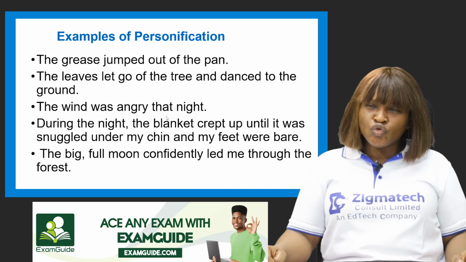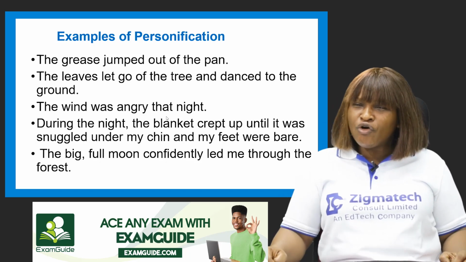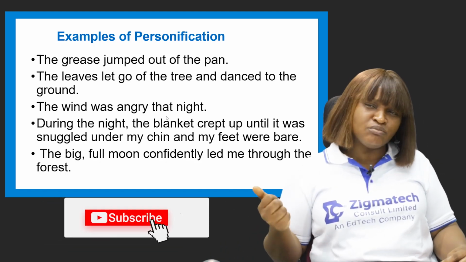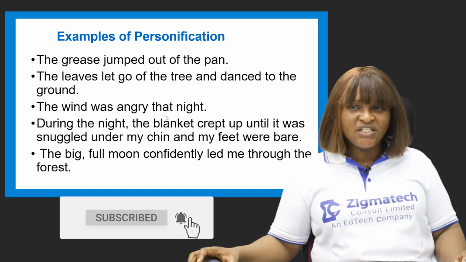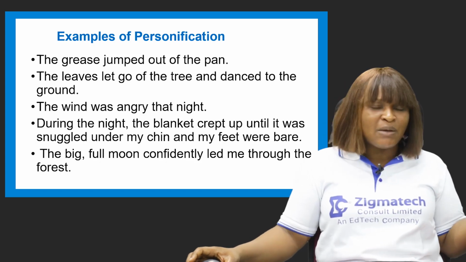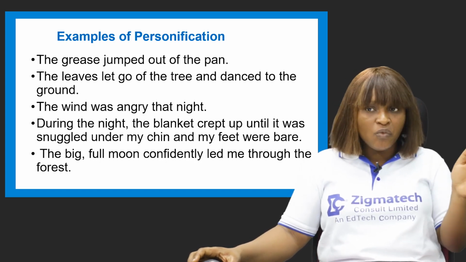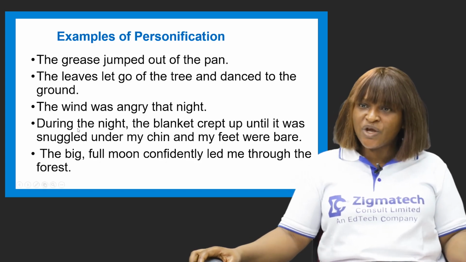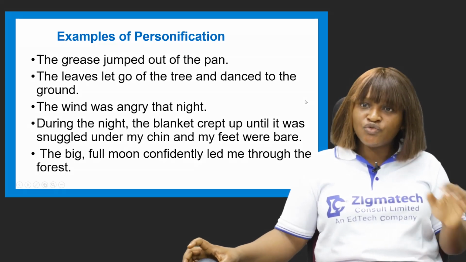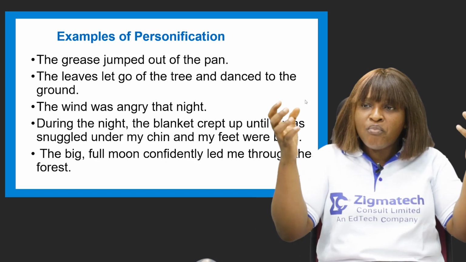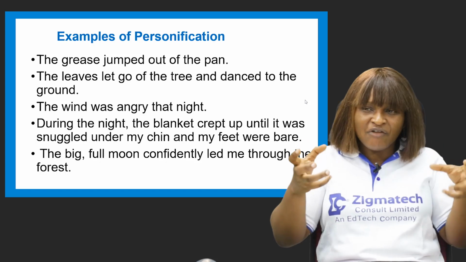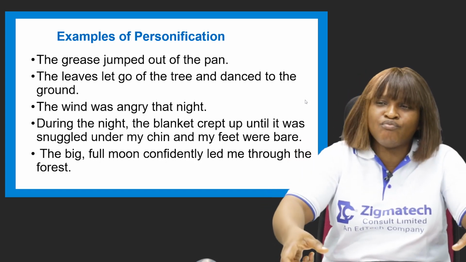It needed a way to make it look, you know, figurative in nature. Let it not sound ordinary, to have the weight at which the wind moved. And it says that the wind was angry because it was heavy. Some other person would have just said the wind was heavy that night. But some other person chose to speak figuratively and says the wind was angry. That's just the only difference. When you add beauty to your sentence, that's what figures of speech do for you. So during the night, the blanket crept up until it was snuggled under my chin. You are the one doing the work, but you have referred to the blanket as creeping up.